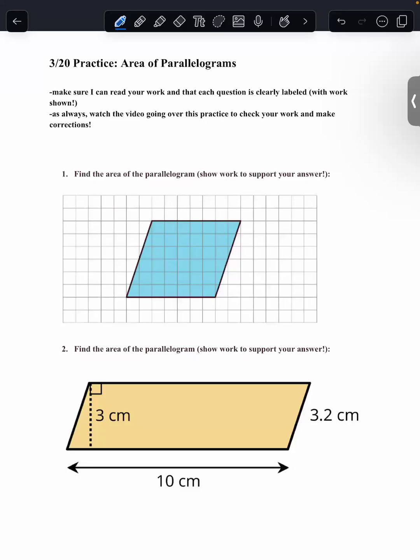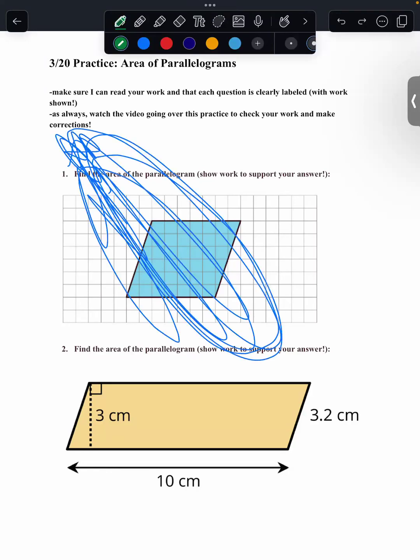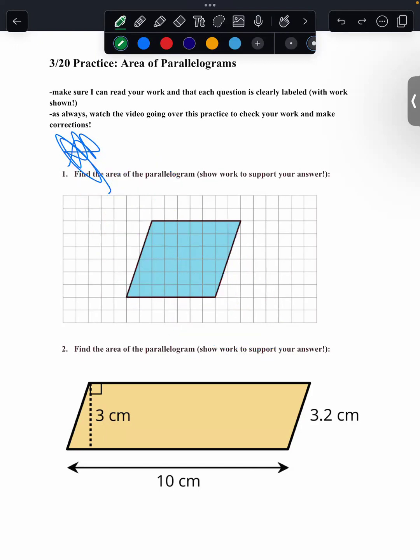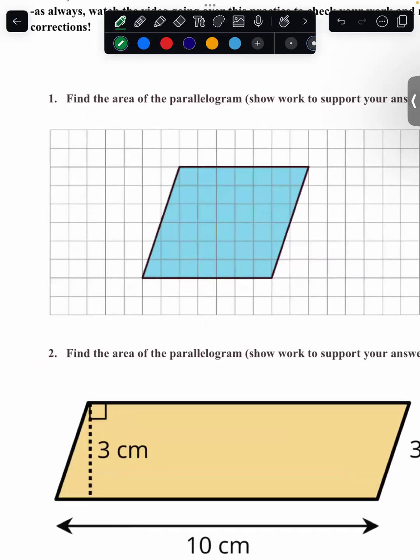All right, so we're on the 320 practice, area of parallelograms. Okay, so you need some work to support your answer on each question here. Okay, so we're finding the area of this parallelogram.